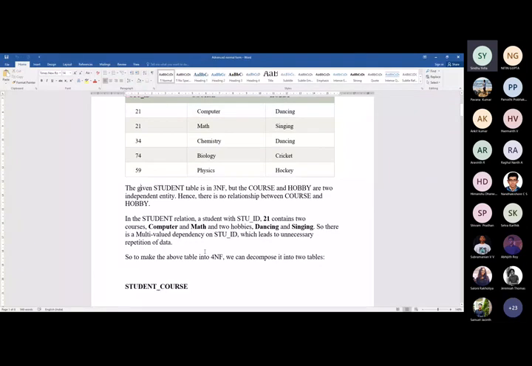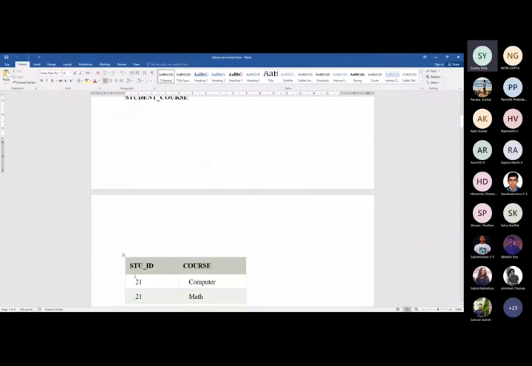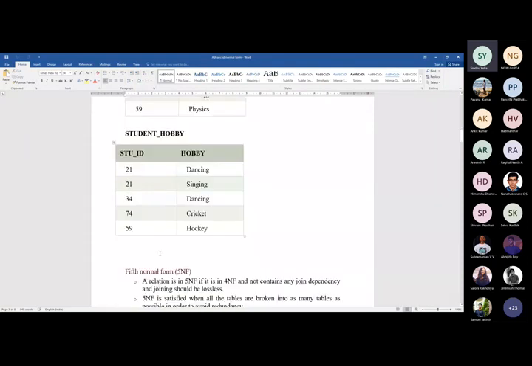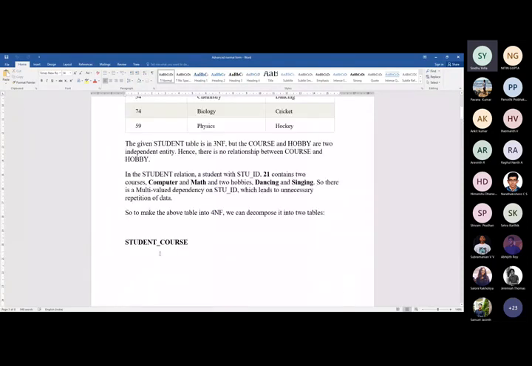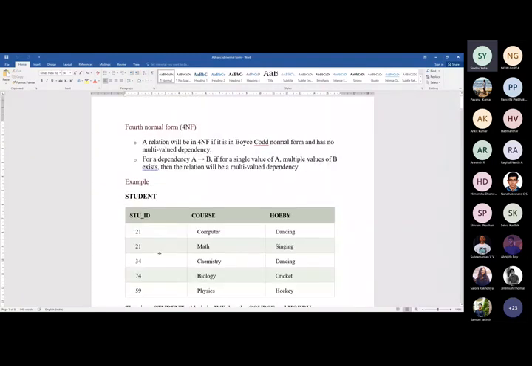To make the above table into 4NF, we decompose it into two tables: student course and student hobby. This is the way you are going to avoid multi-valued dependency. By using the fourth normal form, you'll be able to eliminate multi-valued dependency in a relation. Hope you can follow this topic, right?